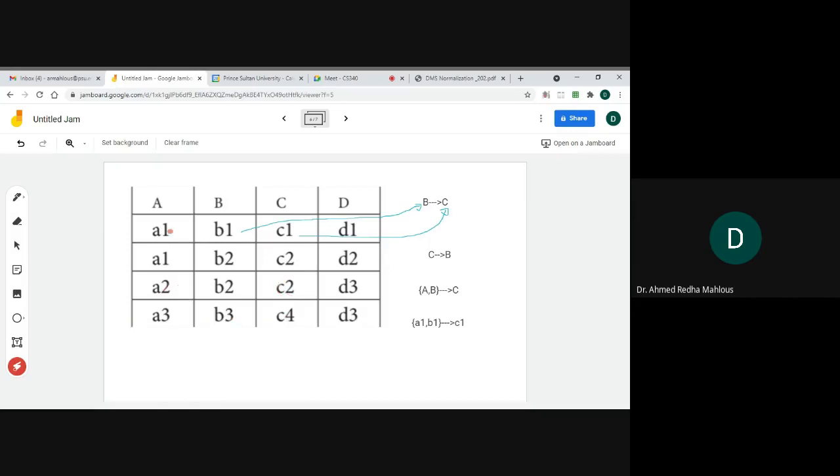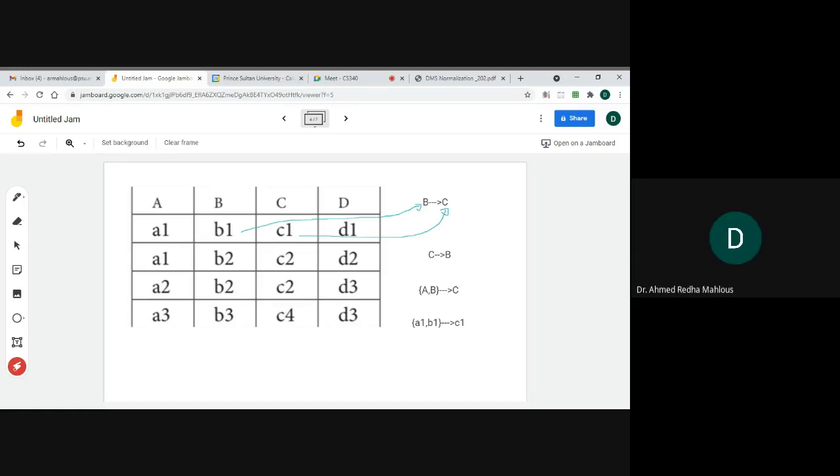The problem will arise if you do have some repetition in the combination or in the left-hand side. You have to make sure that you always get the same value. Who said there is a violation, Shabab? Because for C2 we have two combinations, A1 B2 and A2 B2. That's why I said there is a violation.